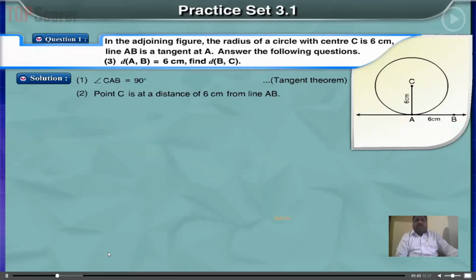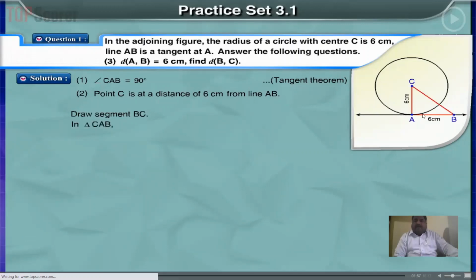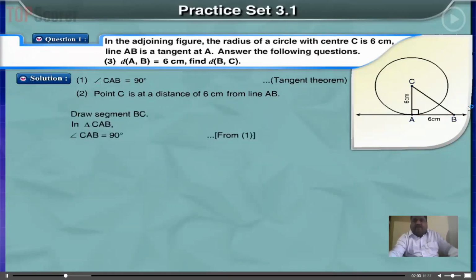Third question is, distance AB is equal to 6 centimeter. This distance is 6 centimeter. Then what is the distance of BC? Now here join the segment BC. We know that in triangle CAB, angle CAB is 90 degree. Therefore, triangle CAB is a right angled triangle. We have to use here Pythagoras theorem. That is CB square is equal to CA square plus AB square.